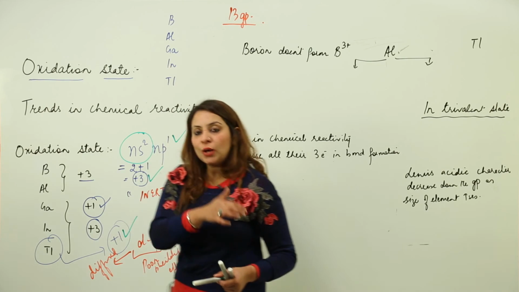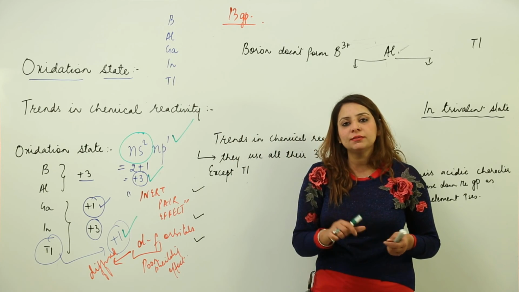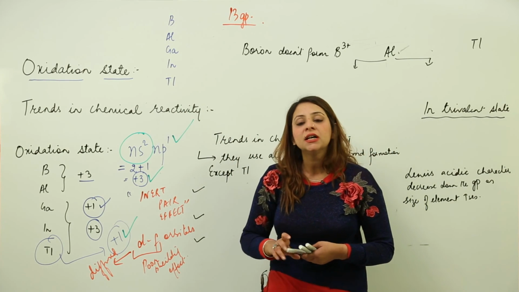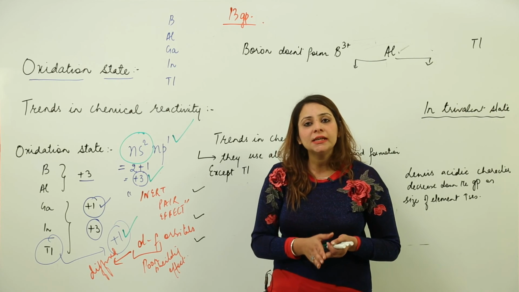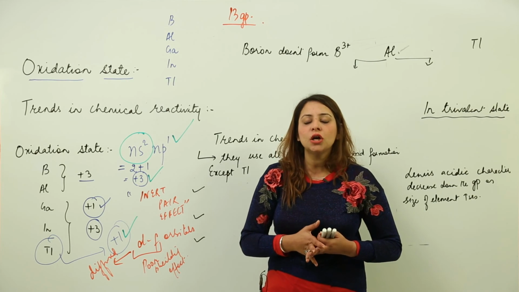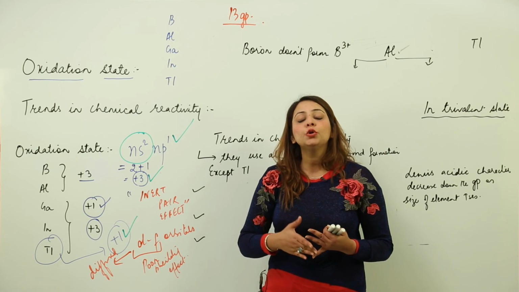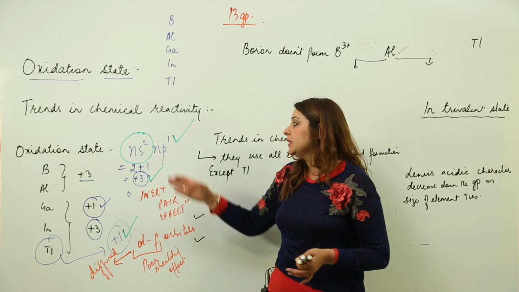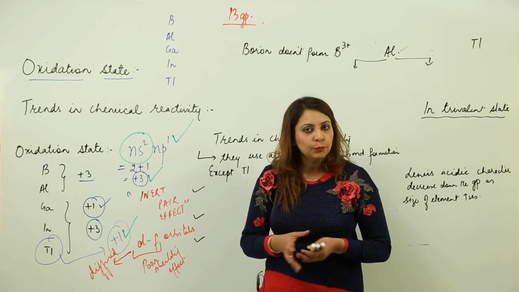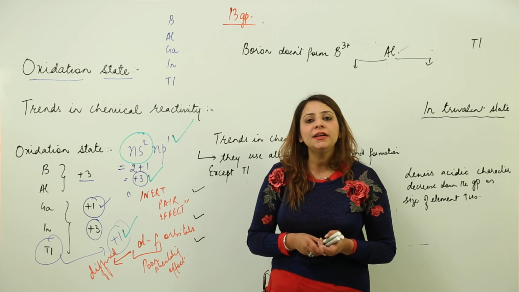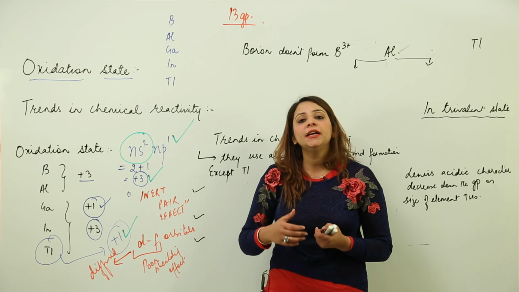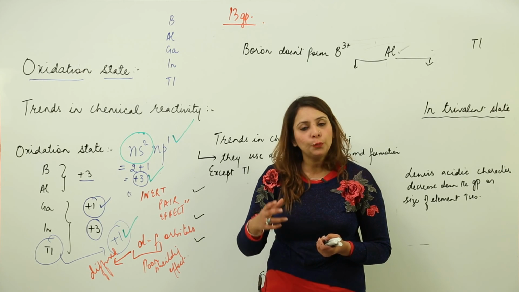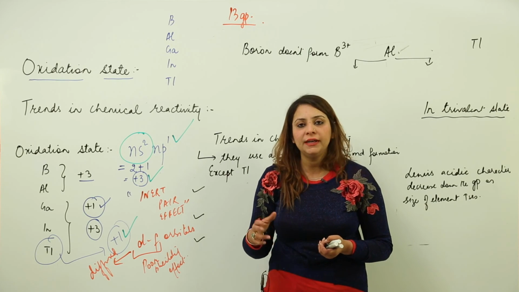So if somebody asks you to write a general definition for the inert pair effect, it is the reluctance of the s electrons to participate in bond formation due to poor shielding effect and increased nuclear charge. The s orbital electrons do not participate in bond formation, and that is the reason that as we move down, the oxidation state two units less than the group oxidation state becomes more stable for the heavier elements.